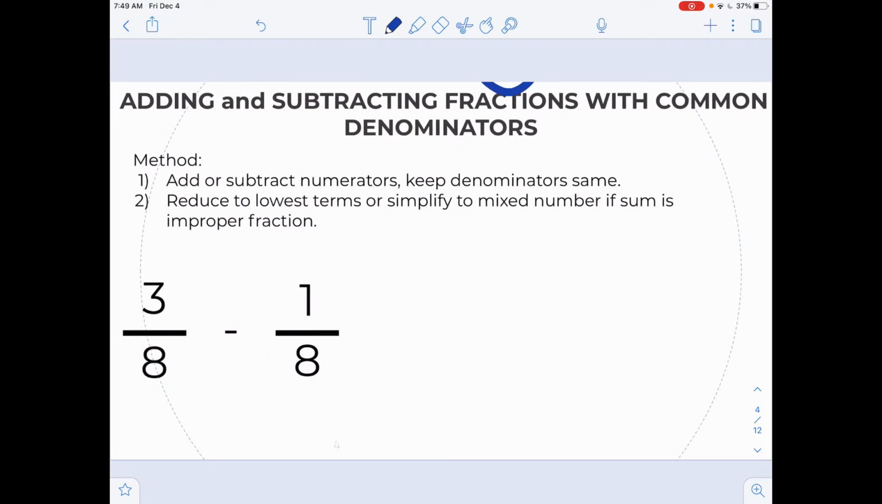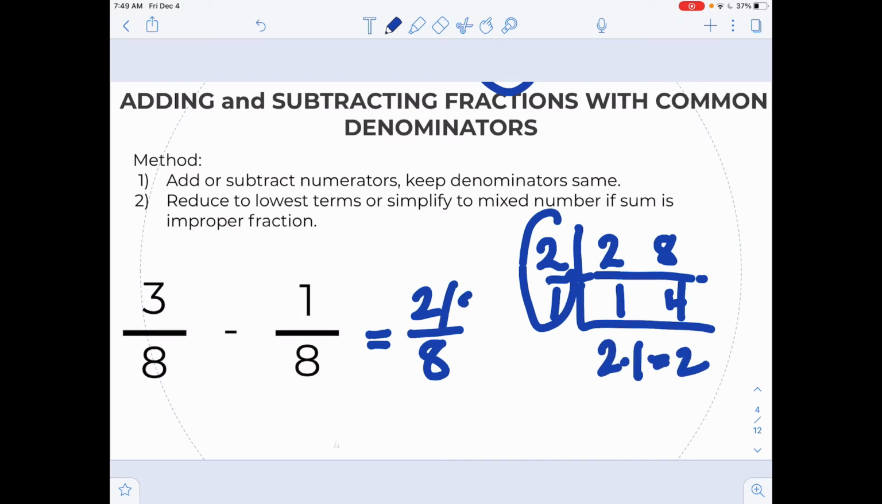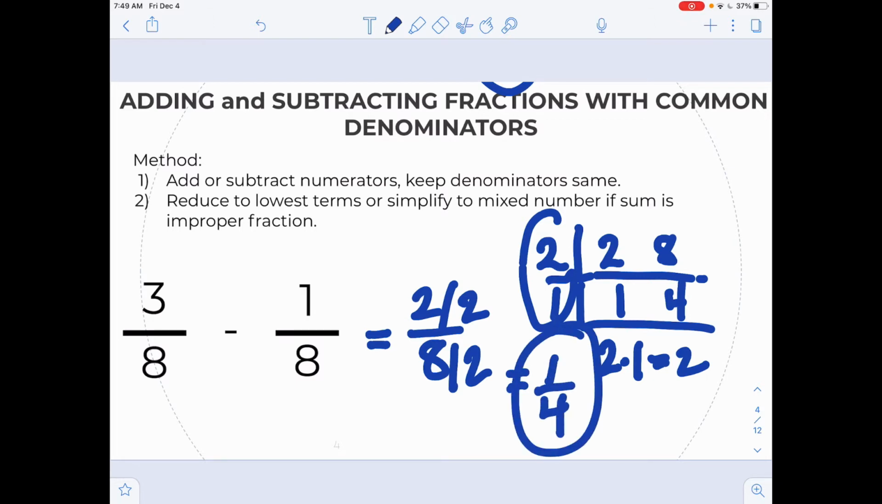Subtracting follows the same suit. I keep the denominator the same and I subtract the numerators. 3 minus 1 is 2. I need to check if I can reduce by any greatest common factor. I can divide both 2 and 8 by 2 and get 1/4. The only number I can divide 1 and 4 by is 1, so my greatest common factor is 2 times 1, which is 2. And if I divide both my numerator and denominator, I get 1/4, which again is the same as my bottom rung of my ladder.